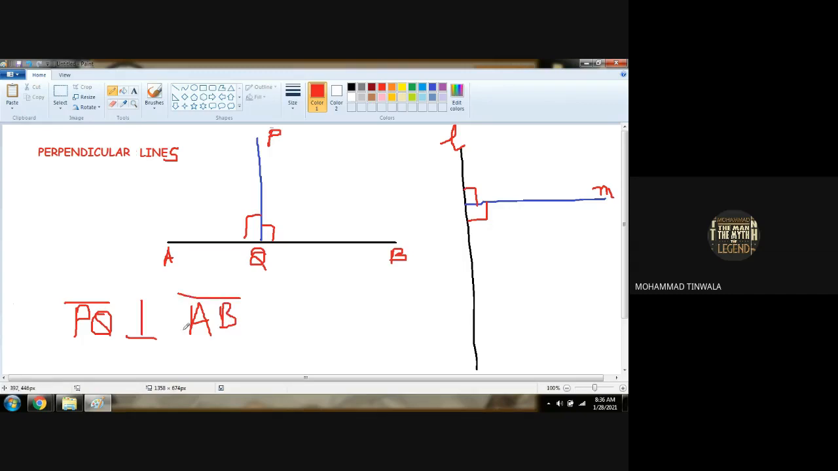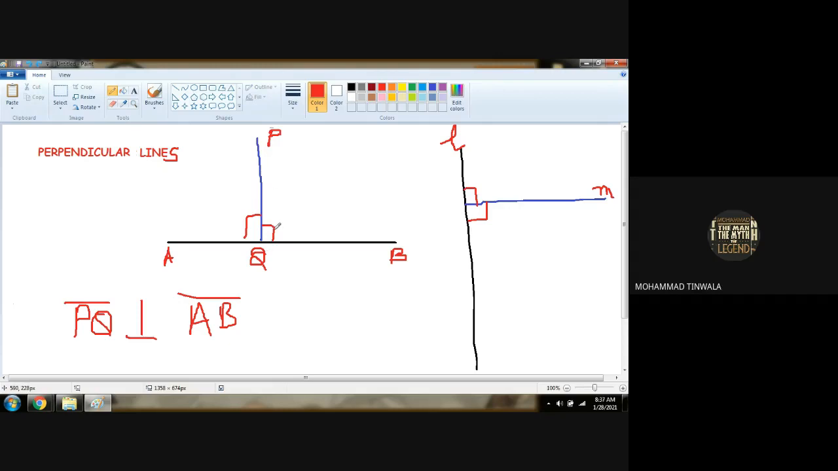Did you understand? An upside-down capital T is the symbol of perpendicular lines. What is the symbol of perpendicular line? Upside-down capital T. Understood? So in mathematical form, if we want to describe that line segment PQ is perpendicular to line segment AB, PQ is perpendicular on AB.